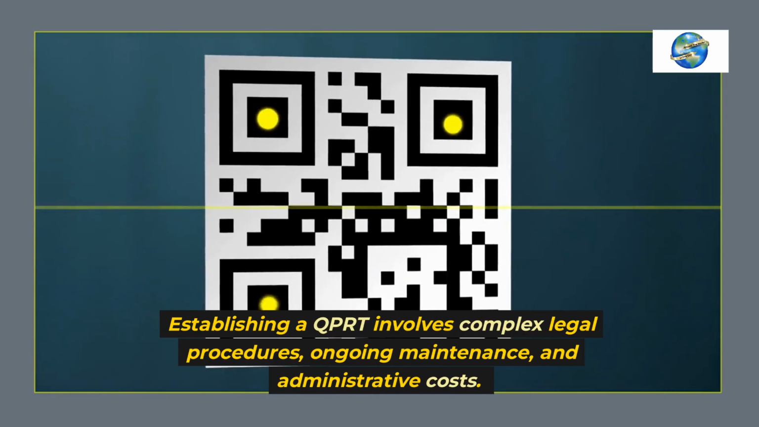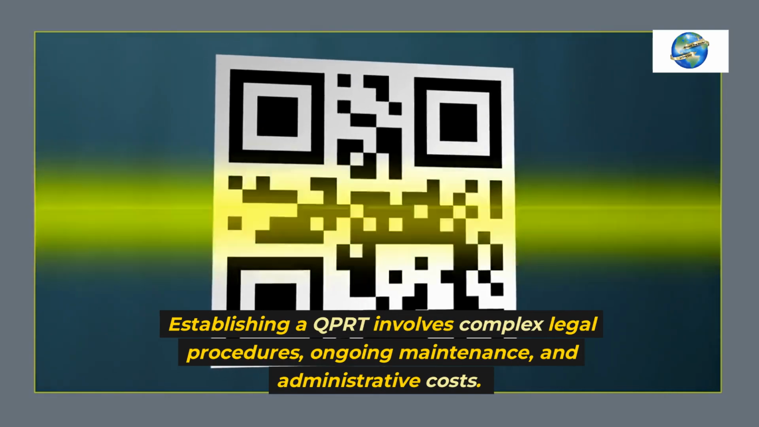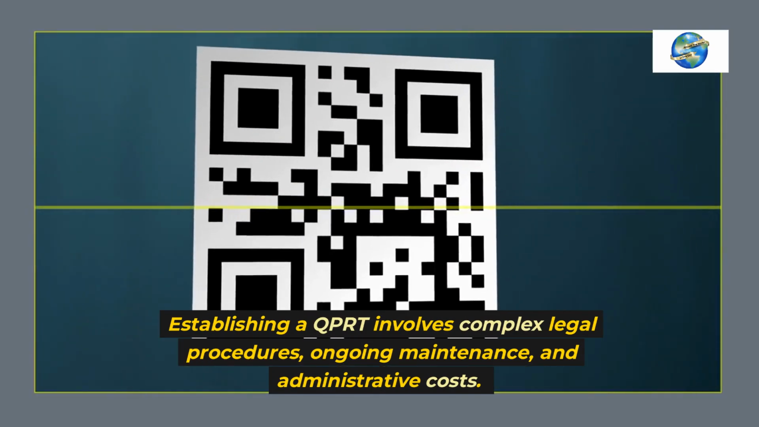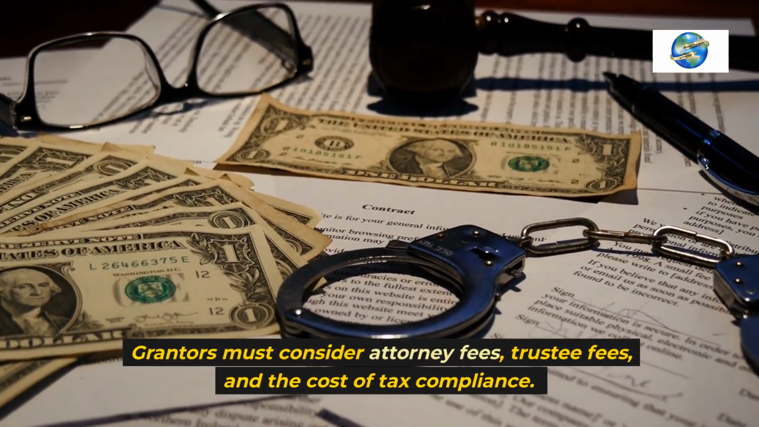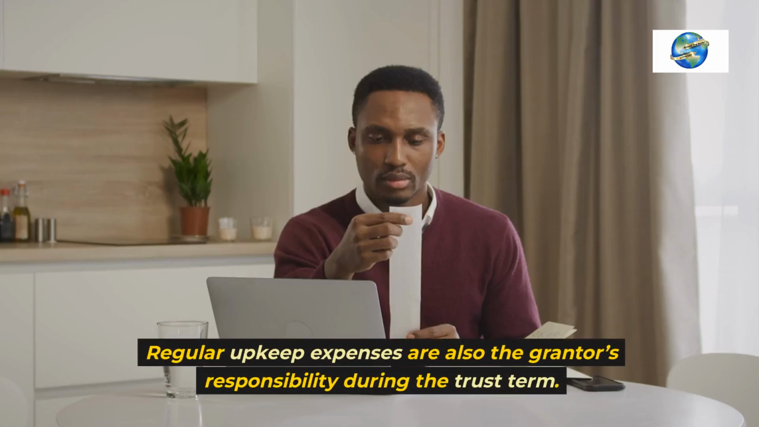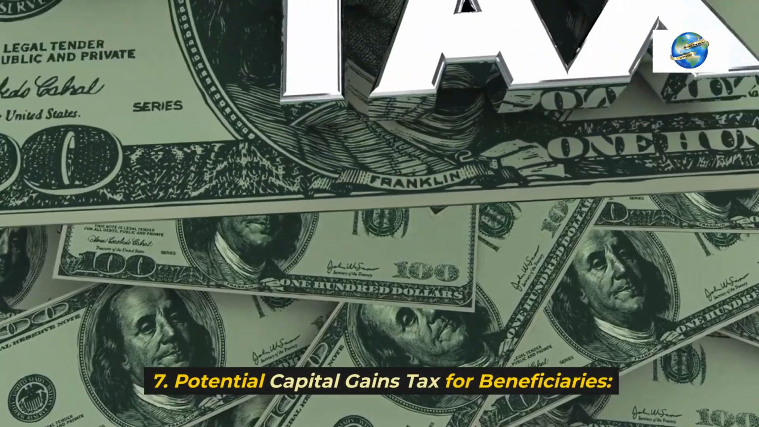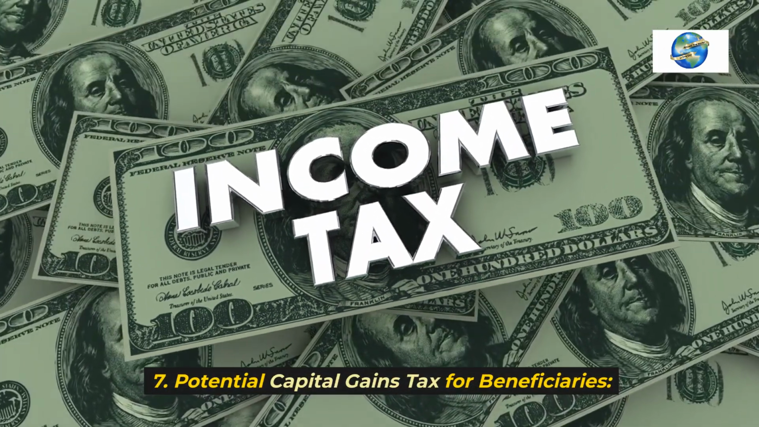Establishing a QPRT involves complex legal procedures, ongoing maintenance, and administrative costs. Grantors must consider attorney fees, trustee fees, and the cost of tax compliance. Regular upkeep expenses are also the grantor's responsibility during the trust term. 7. Potential capital gains tax for beneficiaries.